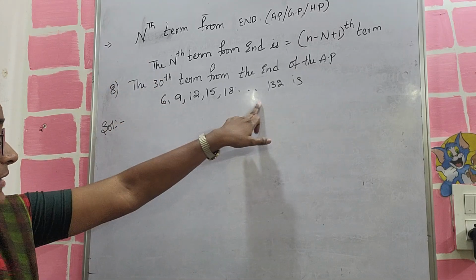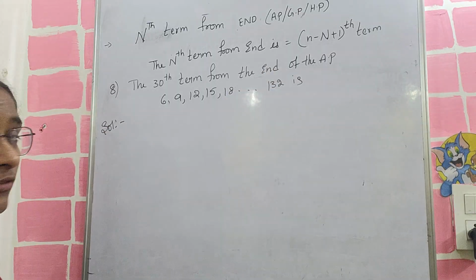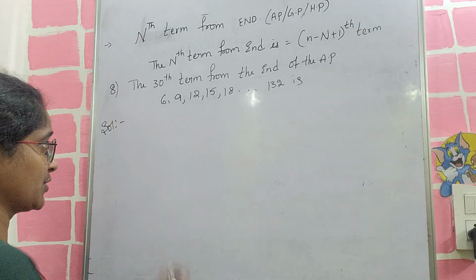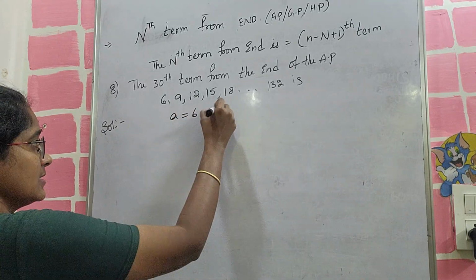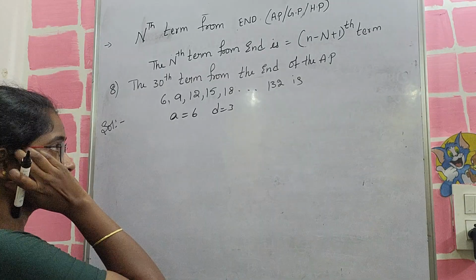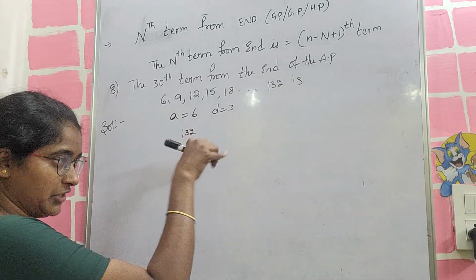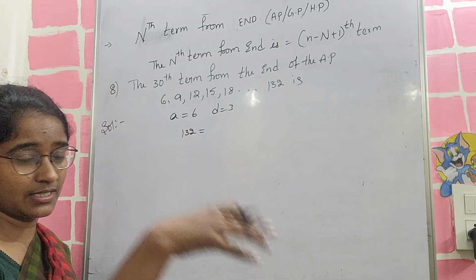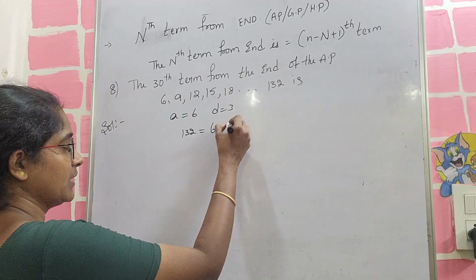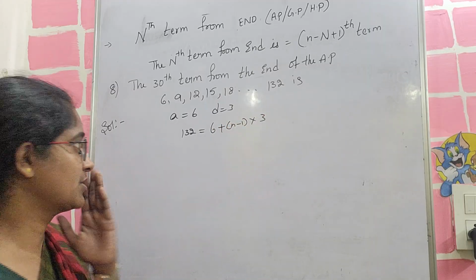Here a series has been given and they ask for the 30th term from the end of the AP. I guess you can do it by using the formula. First of all you should know what the last term is. So here a is 6 and d is 3, from the series, and the last term is 132. We are going to find which term number it is. So 132 equals 6 plus n minus 1 into 3. From this you are going to find the n value and substitute it.